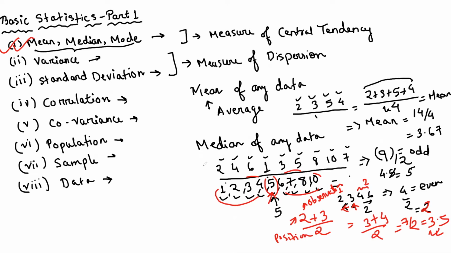So you see there are two ways to calculate median. One is for odd values and one is for even values. Okay, but in both these cases, we need to first of all sort the data. It is important. Okay, guys. So this is all about median.